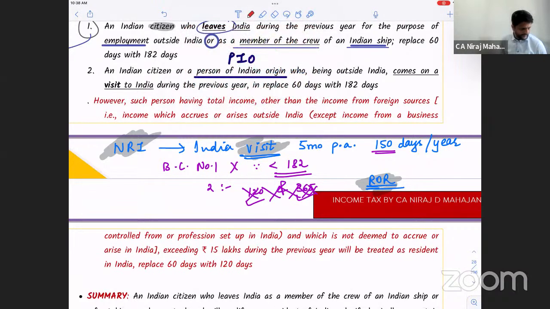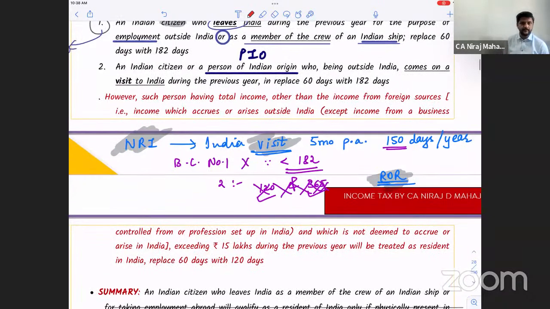Check with the proper wording. What are they saying? If a person of Indian origin or Indian citizen comes to India for a visit during the year, replace 60 with 182 days. Don't even go over what is written in the red color. Replace 60 with what? 182 days. So basically just convert additional condition number 2 into additional condition number 1. Is it understood? All of you? Tell me. Replace 60 with 182. Good.